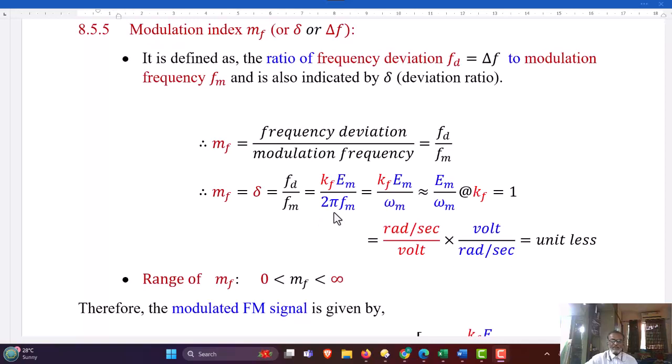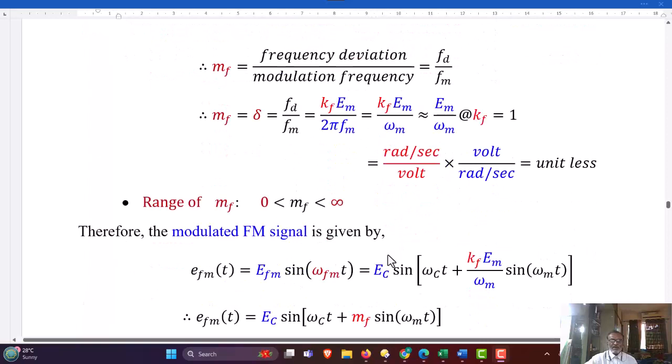Whereas 2 pi FM is omega, and therefore 2 pi FM is omega M. And therefore, the modulation index MF of the frequency modulated signal is approximately coming out to be Em by omega m, considering Kf as 1. If you see the unit of this modulation index, you will see it is unitless.